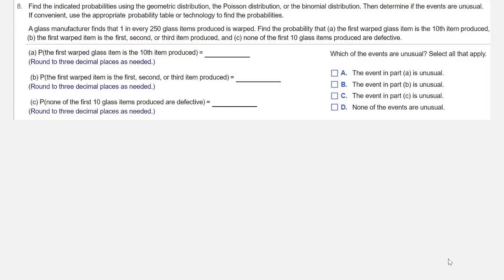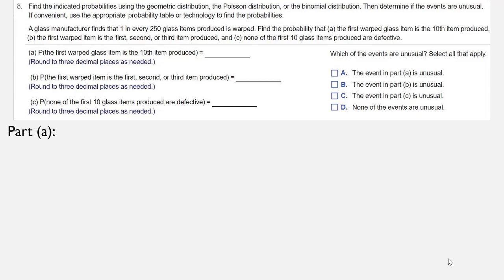A glass manufacturer finds that 1 in every 250 items produced is warped. Find the probability that A, the first warped glass item is the 10th item produced. B, the first warped item is the first, second, or third item produced. And C, none of the first 10 glass items produced are defective. So we're going to start with part A.